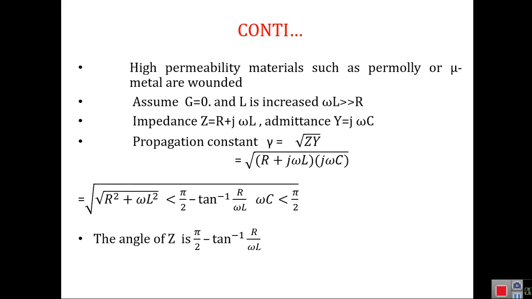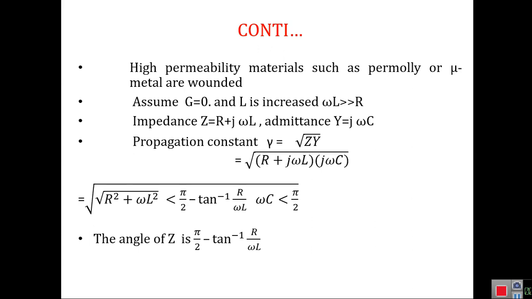So here we already know that in a transmission line there are two parameters. One is the impedance parameter, another one is the admittance parameter. Impedance Z equals R plus j omega L, and admittance Y equals j omega C. The propagation constant gamma equals the square root of Z into Y. If we apply the condition Z equal to 0 in the admittance value, then Y becomes j omega C.